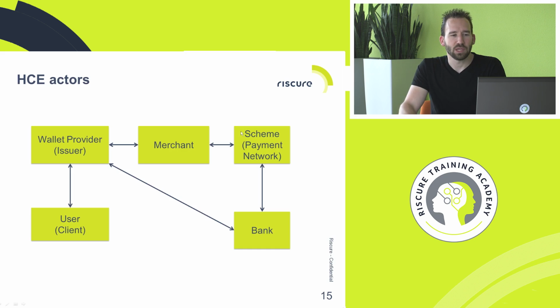Then we have the scheme or the payment network, which is the middleman between the merchant and the bank to make sure that the authorization is actually done correctly. And the final team is the bank, which authenticates the transaction and provides the funds back to the merchant together with the issuer.